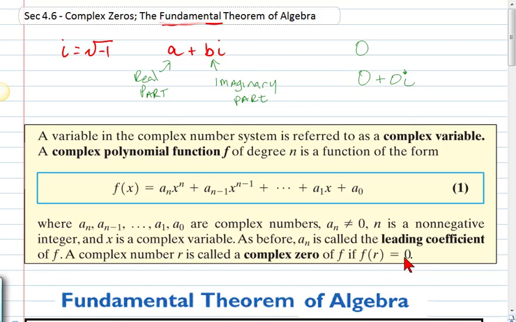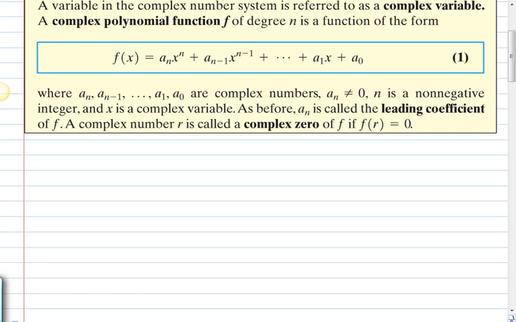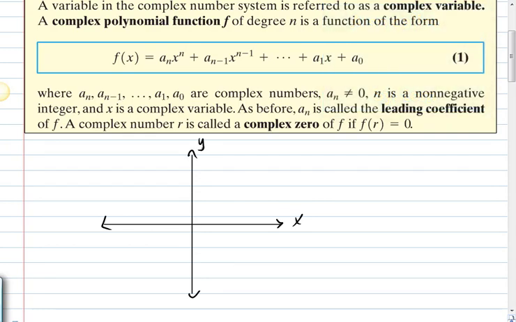Well, that creates a problem when graphing, because what we're graphing is on the real number line. This is our x-axis and y-axis, and these are real number lines. Well, what do these complex zeros do? When you have something that turns like this, your complex zeros are going to be this turning point up here.